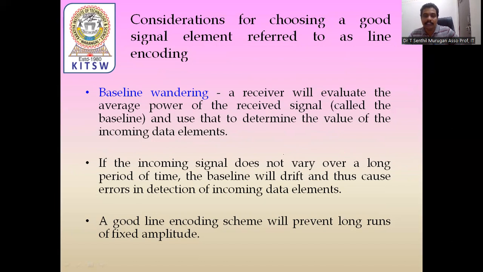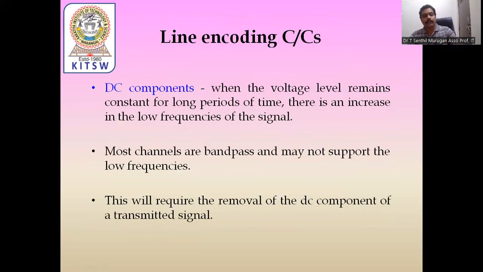If the incoming signal does not vary, for example, if it is coming continuously with the same value and there are no changes for a long period of time, what is the meaning of that? The baseline will wander and thus cause errors in detection of the incoming data elements. There are no changes in the signal, which means that some errors may occur. We can fix it accordingly.